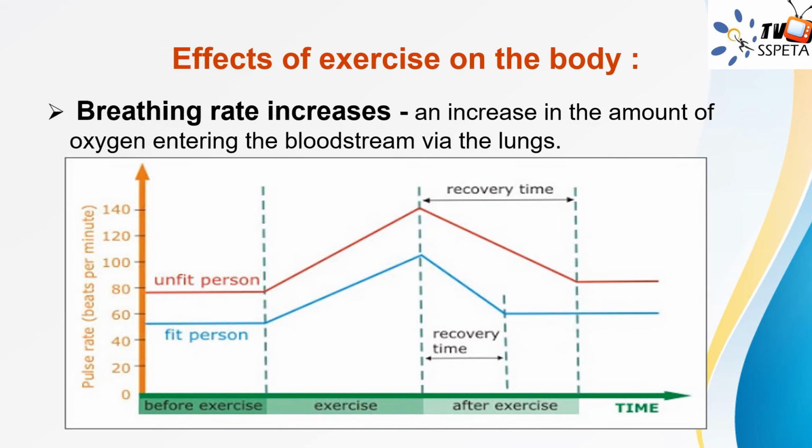Effects of exercise on the body. Breathing rate increases, which increases the amount of oxygen entering the bloodstream via the lungs. The diagram below shows the breathing rate of a fit and an unfit person.